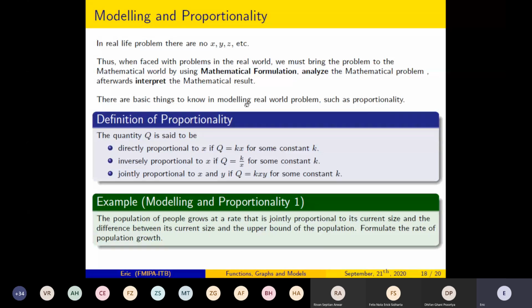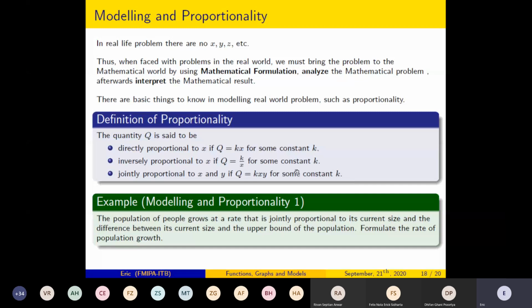There are basic things to know in modeling real world problems, such as proportionality. If Q is directly proportional to X, that means Q equals K times X for some constant K. If it's inversely proportional to X, then Q should be K divided by X for some constant K. For jointly proportional, Q equals K times XY for some constant K.